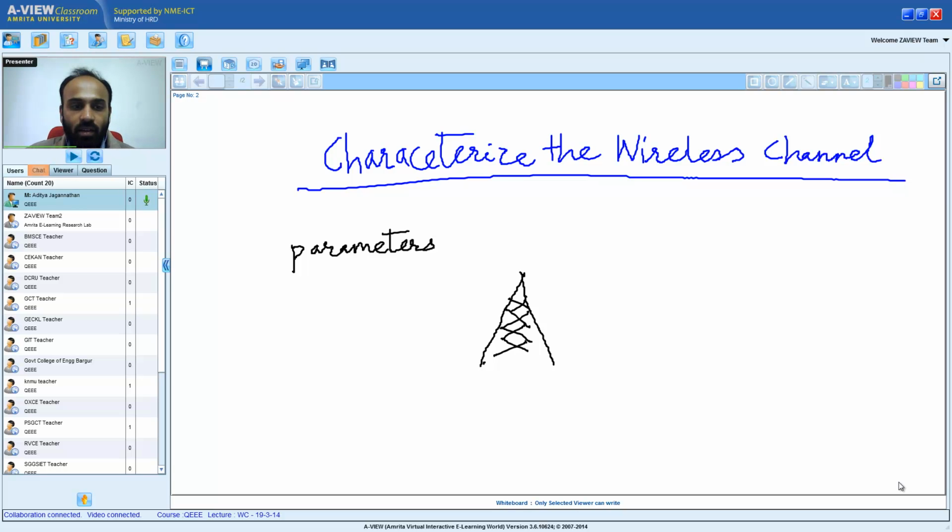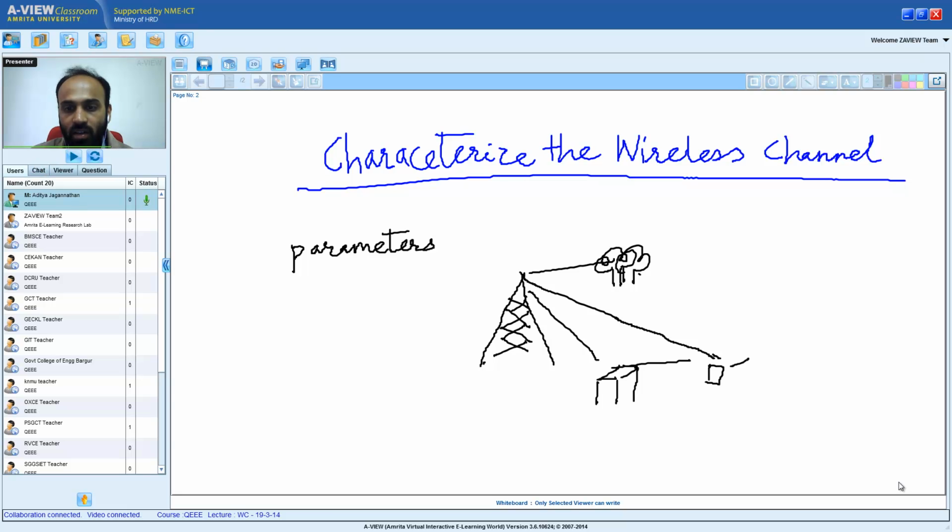So I have a base station, and the base station is basically transmitting to a mobile, and we said that there is not only a direct line of sight path, but there are also several non-line of sight paths that are occurring. So let's say there are some buildings, there are some trees. So basically what we have is several scatterers.